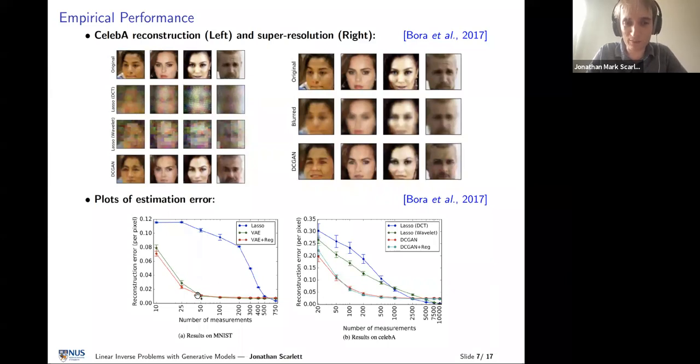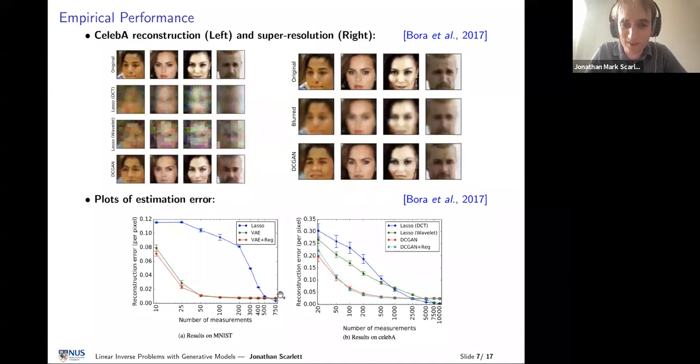So with fewer measurements, the reconstruction error quickly drops. Whereas the sparsity-based methods, this top one is Lasso. It starts off very high and then drops a fair bit later. It drops around 200 to 400 measurements rather than 25 to 50 measurements. Left one is MNIST and right one is CelebA. Maybe not quite as much of a gap in CelebA, but still a pretty striking difference.